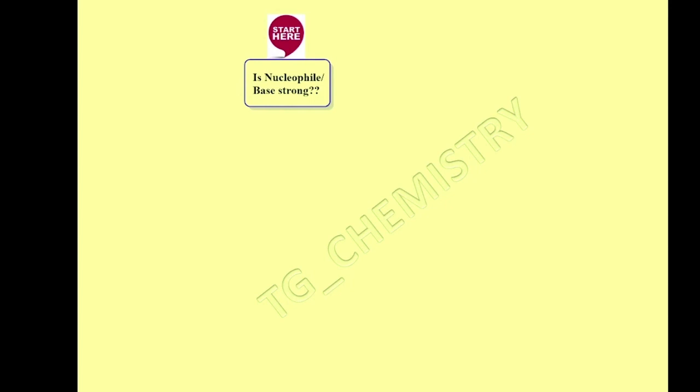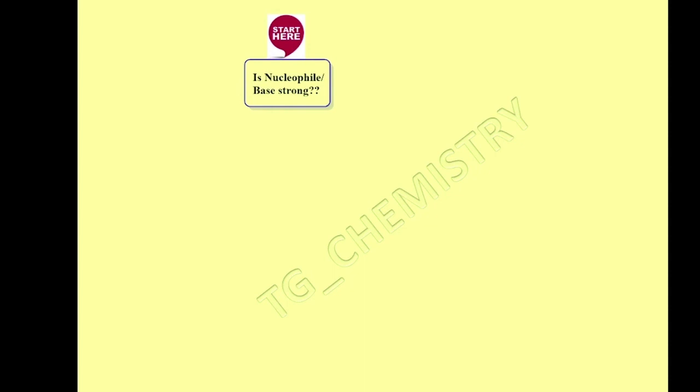Okay, now of course a species can be both a weak nucleophile and a strong base. So don't keep in your mind that a particular functional group or a molecule can only be a nucleophile or a base. It can be both. Okay, so first we will look at whether the nucleophile or base is strong or not.